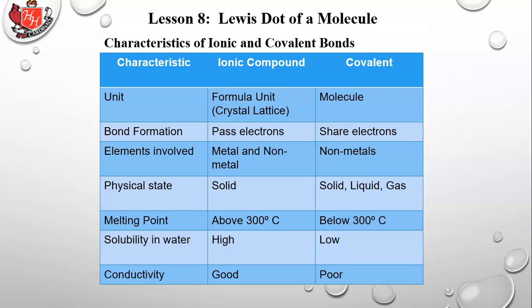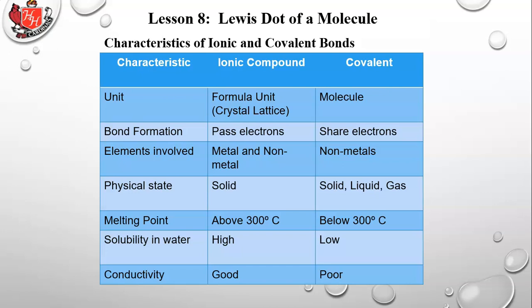Elements involved. So ionic bonds are metal and nonmetal. Weak guy is the metal, nonmetal is the strong guy. So it's a strong guy, weak guy relationship, and the strong guy takes the electron away from the weak guy. Covalent bonds are two nonmetals. Those are two strong guys. Neither one can win the tug of war, so they share electrons.